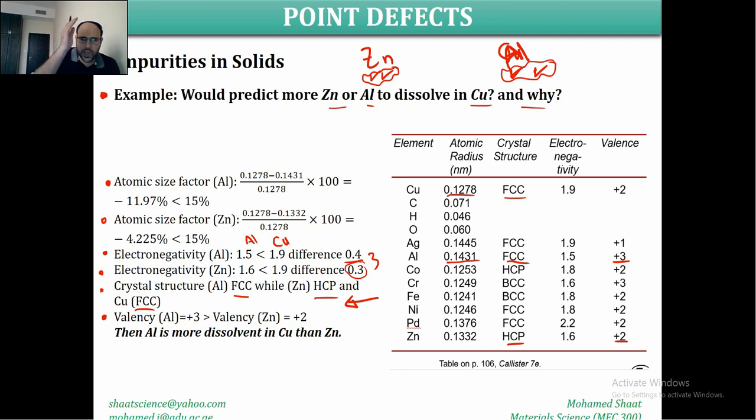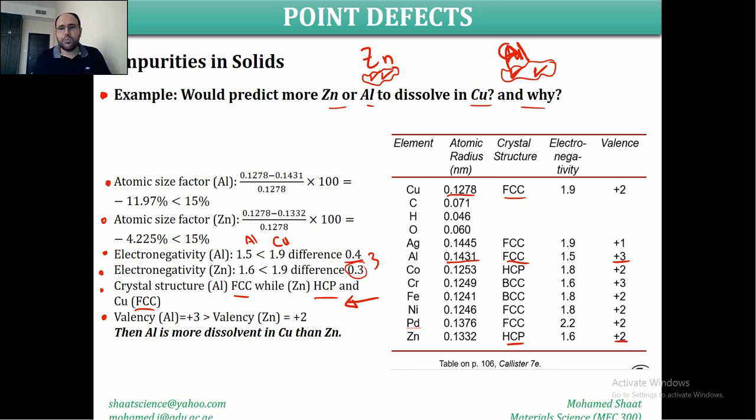We have FCC and FCC for the copper and aluminum. It is a perfect situation to form a substitutional solid solution, but with HCP and FCC, forming a substitutional solid solution is not that easy. The difference in the crystal structure is significant. Here it is hexagonal, there it is cubic. Even if it is another hexagonal crystal structure, this is FCC.